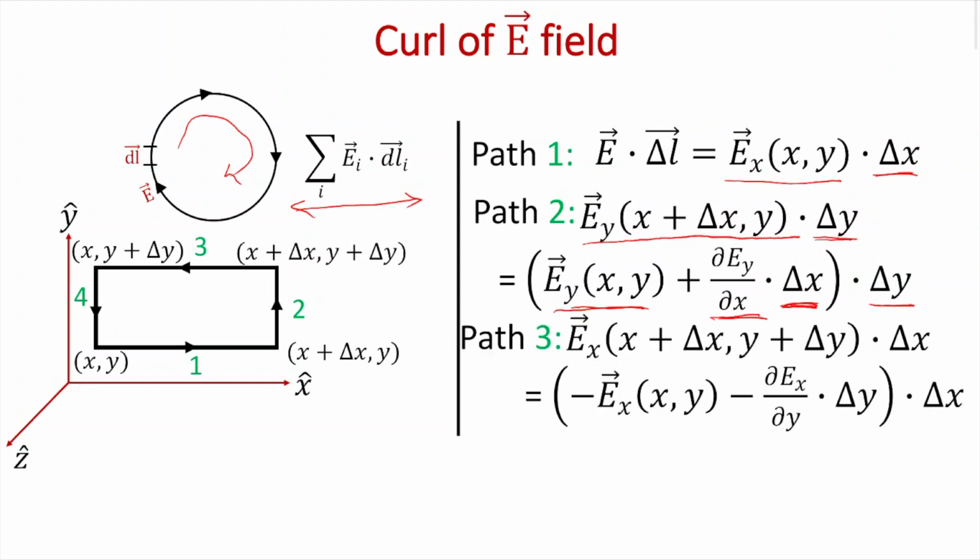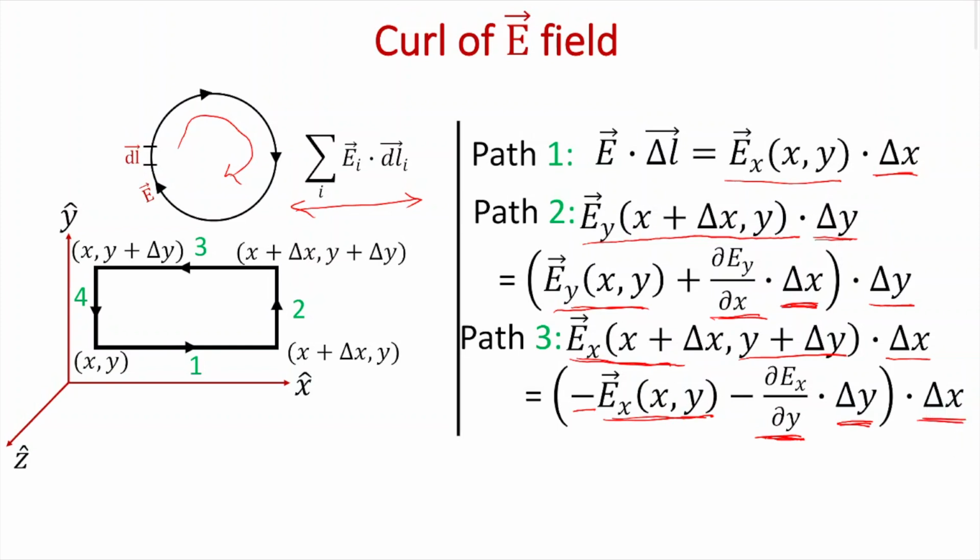In path 3, we have Ex at x plus dx, y plus dy, and then we multiply by the distance, which is delta x here. This value Ex is nothing but Ex at x comma y. Obviously, we have a negative sign because we are moving in the opposite x direction. And then the change in Ex when you are moving in the y direction, and then you multiply by dy. And then we multiply by delta x, which is the distance that we traveled here in path 3.